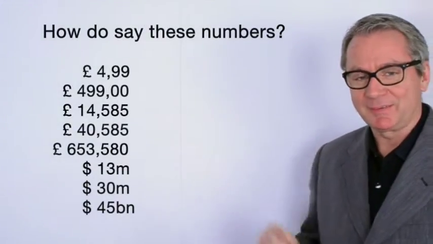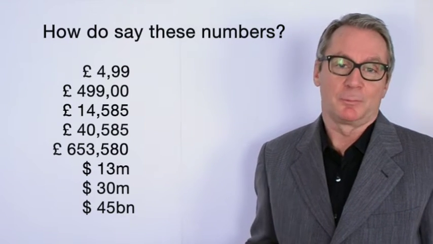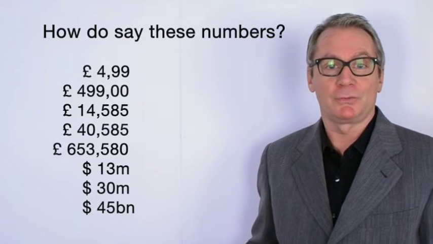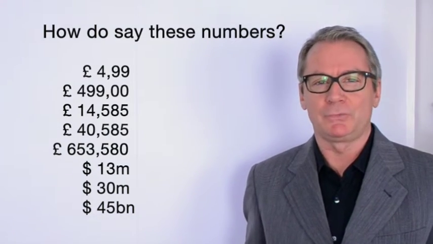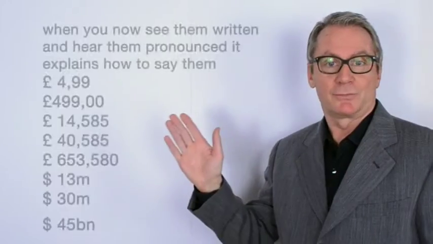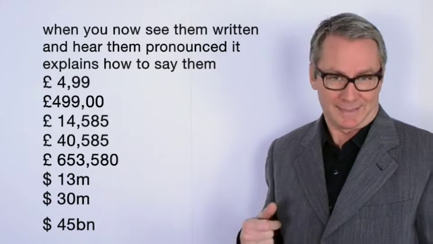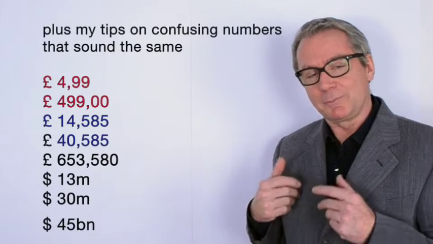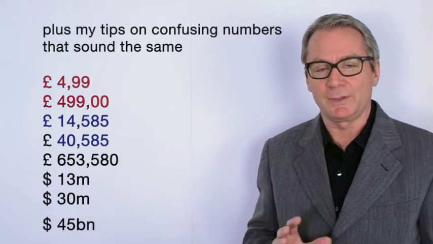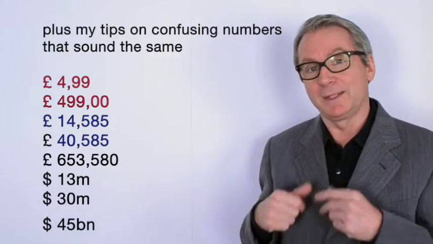So here's the first set. Okay, this is a set of numbers expressed in different currencies, British pounds, euros or US dollars. So just take a look at them. How do you say these numbers? To write them out as they are written, and this really explains how to say them. Then I will say them obviously, so you get the pronunciation. Then I'll give you a few tips about how to avoid confusion when two numbers are similar in the pronunciation, so there may be a misunderstanding.